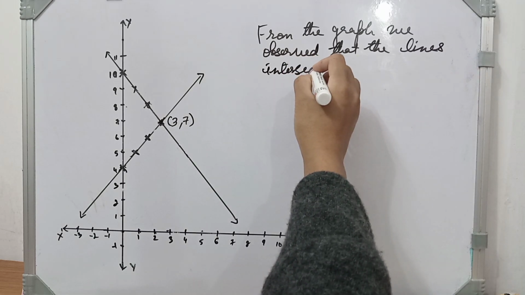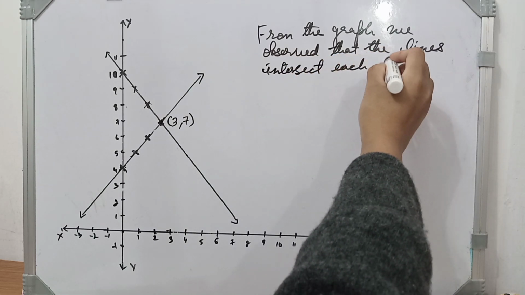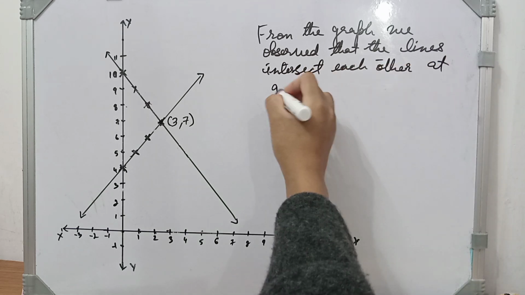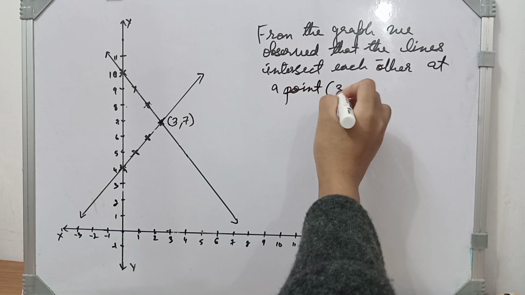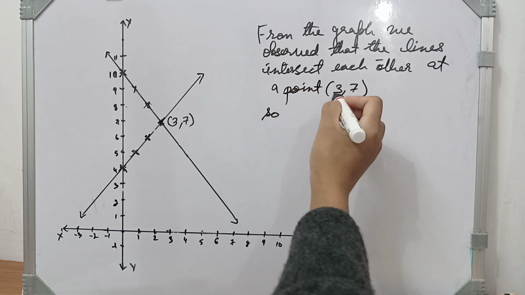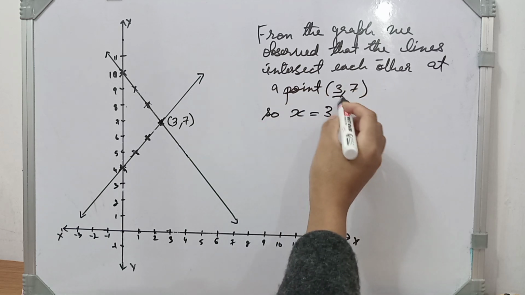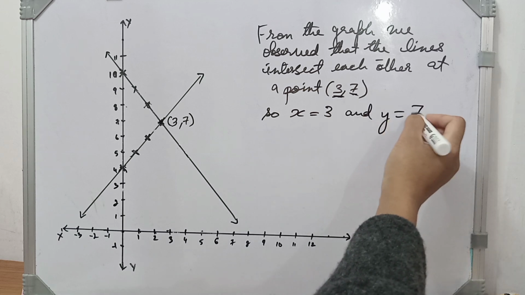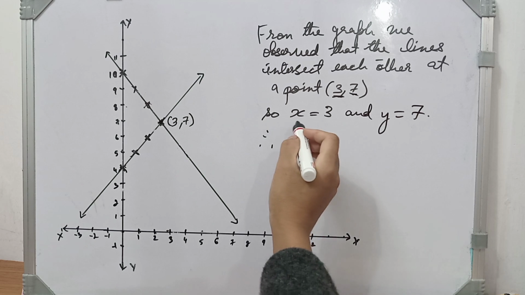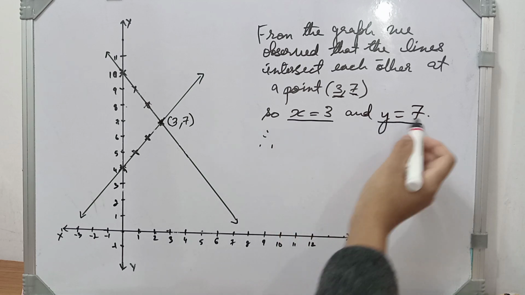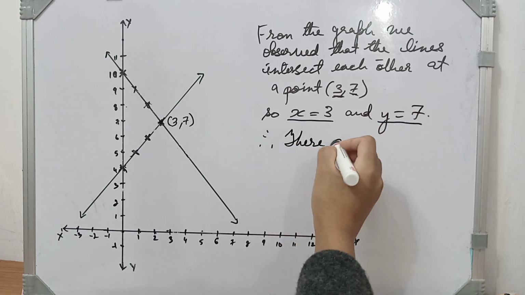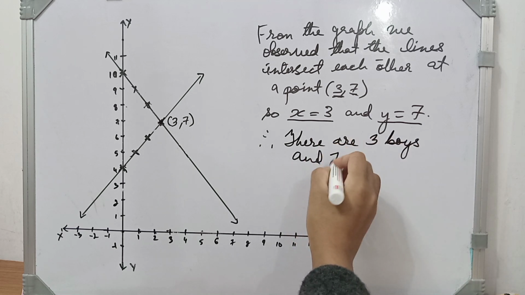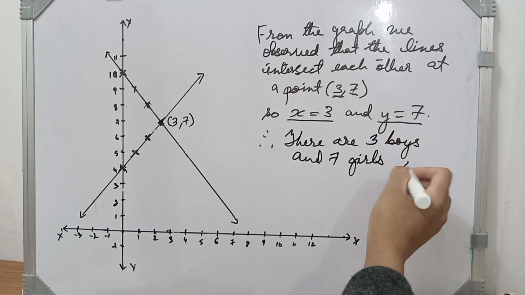The lines intersect each other at a point (3, 7). So x is equal to 3, and y is equal to 7. Therefore, the conclusion is that x denotes boys and y denotes girls. Therefore, there are 3 boys and 7 girls. This is the solution.